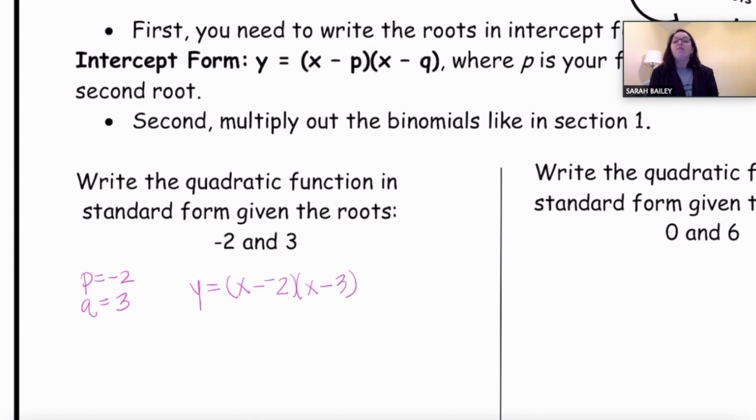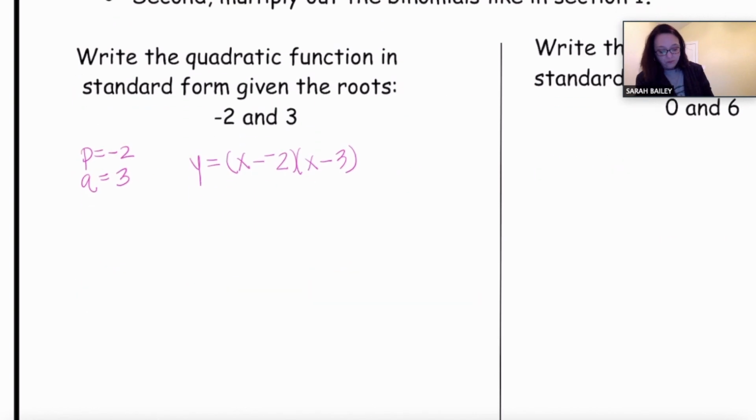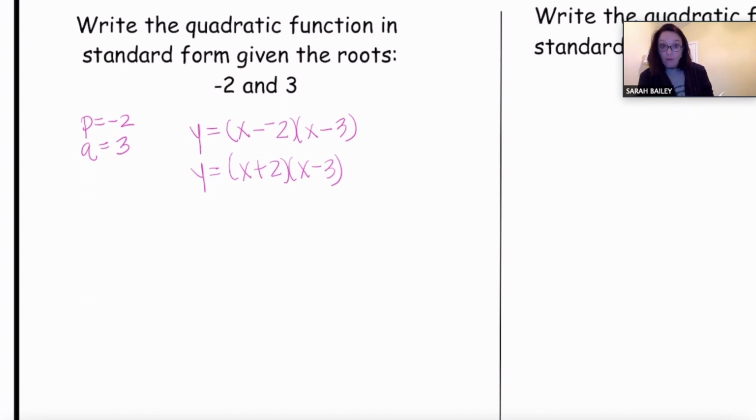Now notice I have x minus negative 2 there. Remember those integer rules? So that's going to be the same as x plus 2 right there. Okay, so now this is written in intercept form or factored form. But the directions are telling us to put it in standard form. So now we do like we just did on the previous page. I'm going to multiply the binomials, using my box method here. So that's x plus 2, and x minus 3.